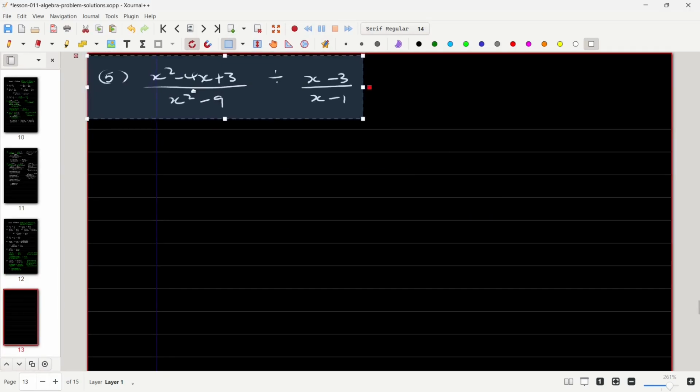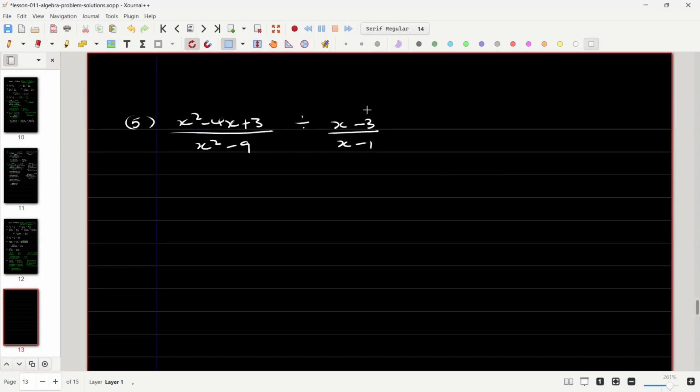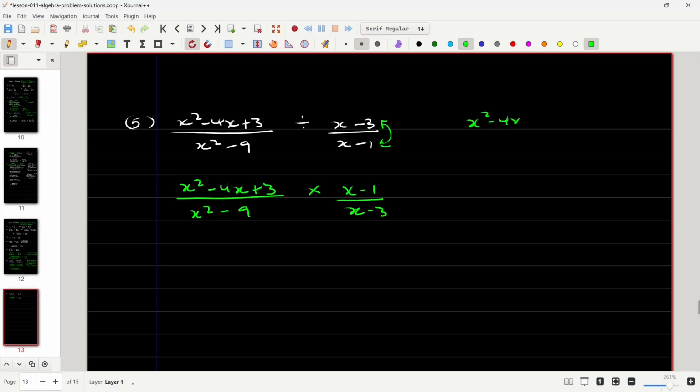Go to the last one here. All right, so let's rewrite first. I'm going to have x squared minus 4x plus 3 divided by x squared minus 9 multiplied by x minus 1 over x minus 3. I just simply switch these here. And then I factorize the x squared minus 4x plus 3, x into x. And we can see 1 and 3, and I can say negative 3, negative 1. If I multiply those two, I get positive 3. If I add those two, I get negative 4.